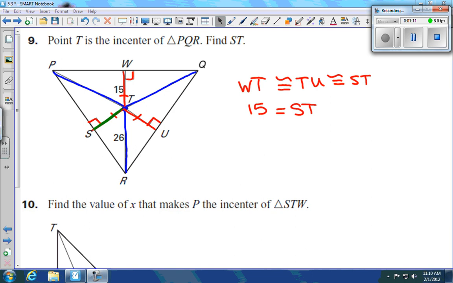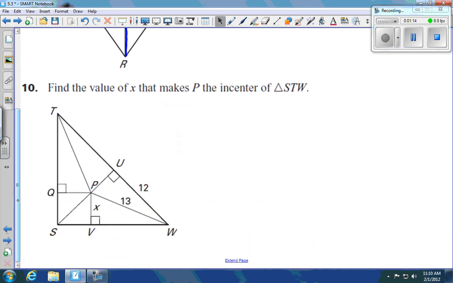Okay, for the next one, what we want to do is find the value of x that makes P the incenter of my triangle. So using this, assuming that this is my incenter, what I need to do first is I know that all of these in blue are congruent to each other. So technically all of these are going to be x's, right? I don't have any of those x's, so I need to find it. But I do have this side that's 13 and this side that is 12.